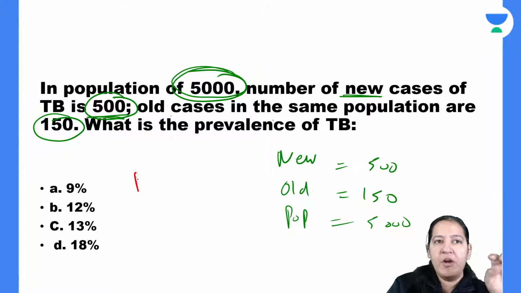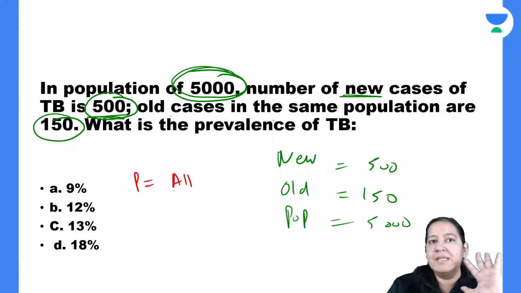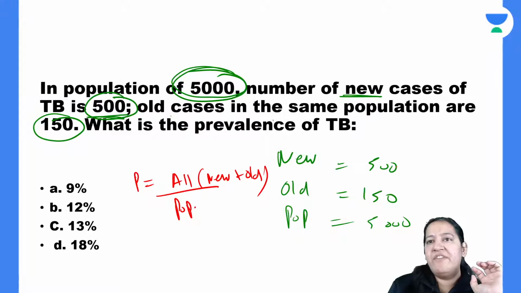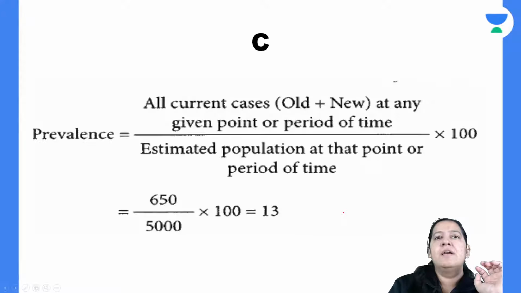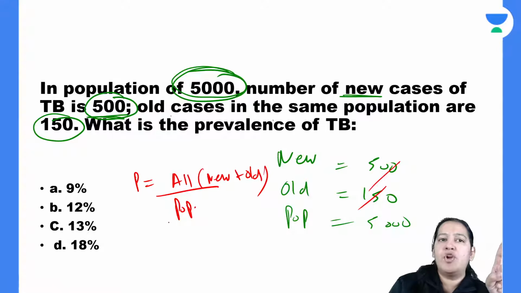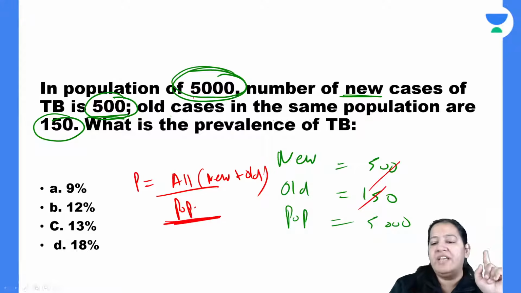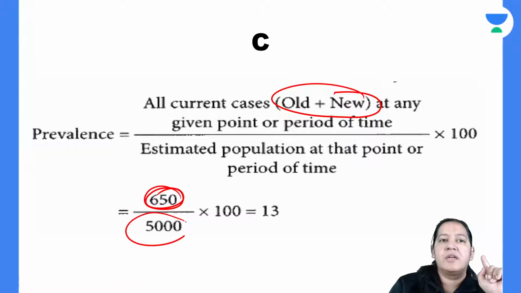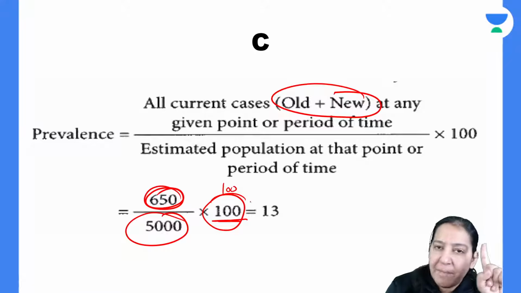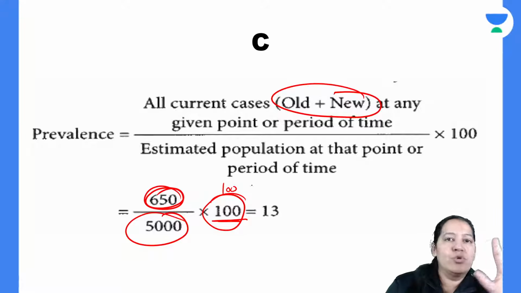Apply it. The formula of prevalence is all cases, that is new plus old, upon population at risk. So it is 500 plus 150, which will be 650 in the numerator. And the denominator is population at risk, that is 5,000, into 100. It is prevalence, not incidence. You cannot put 1,000 here. It is always 100 because it is a proportion, not a rate. So do the calculation.